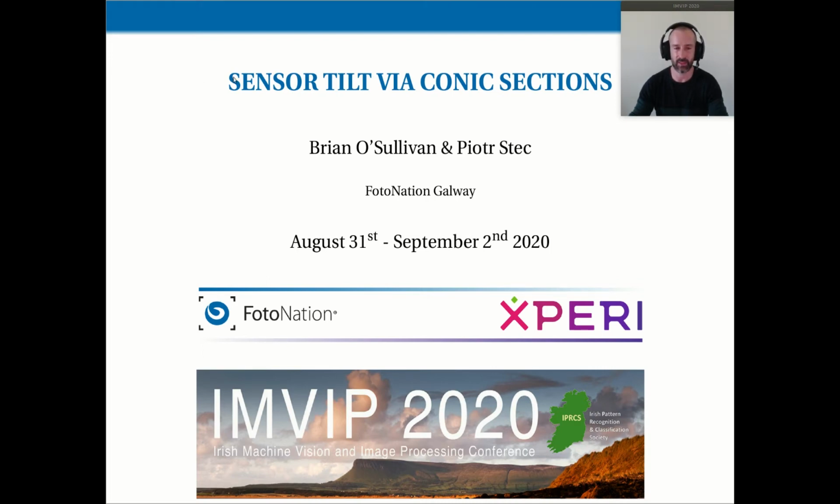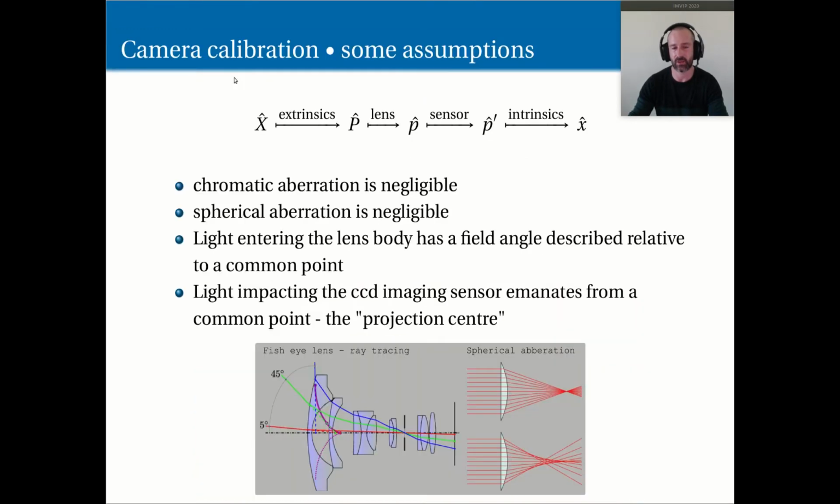The paper I'm presenting today is called Sensor Tilt via Conic Sections. It concerns a specific aspect of camera calibration, namely misalignments between the lens elements of the camera and the CCD sensor plane. Listed above we have our simplifying assumptions, none of which are particularly true, but they allow us to build a working model from which we can progress to a more accurate calibration algorithm.